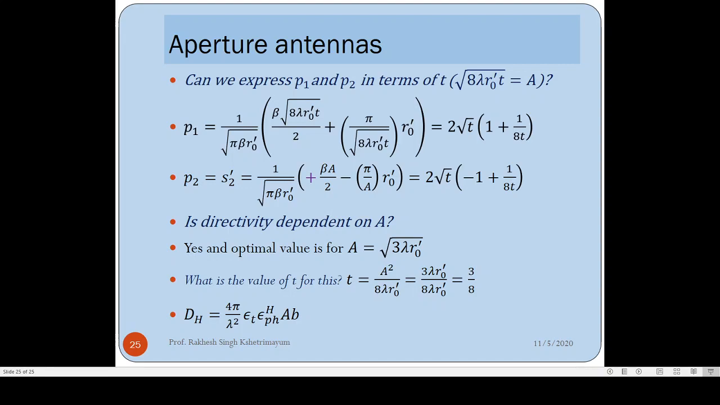So that's all for this class. We have discussed the H-plane sectoral horn antenna, after discussing the three motivations for going for horn antennas from the open-ended waveguide. We'll discuss the two remaining horn antennas, the E-plane sectoral horn antenna and the pyramidal horn antenna, in the following classes.